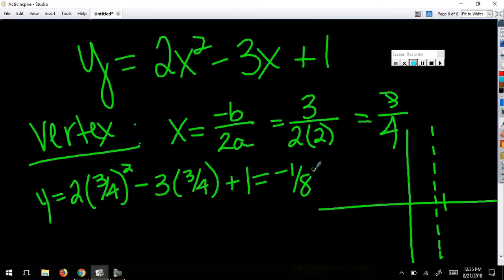We said it's up, we said it's skinny, we said the y-intercept is 1. The coordinates of the vertex would be 3/4, negative 1/8. So down just a smidge. Does that make sense?